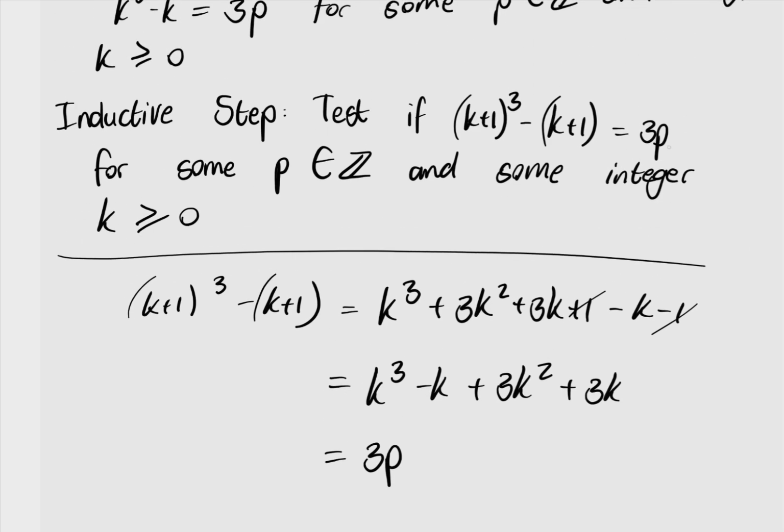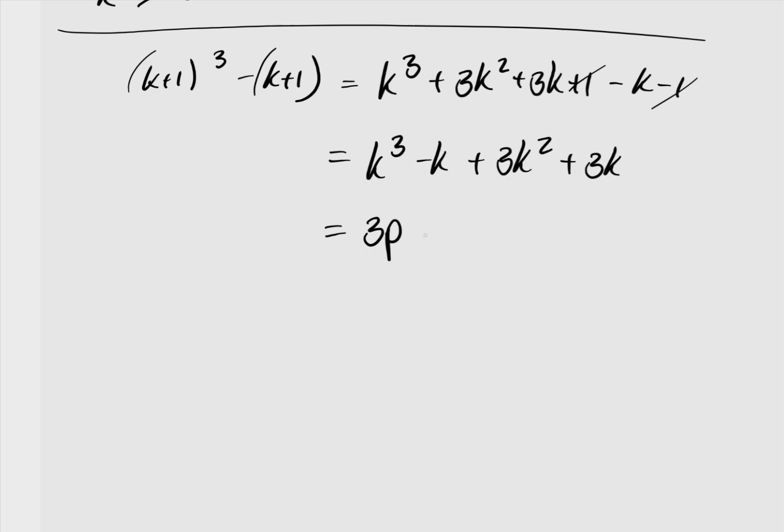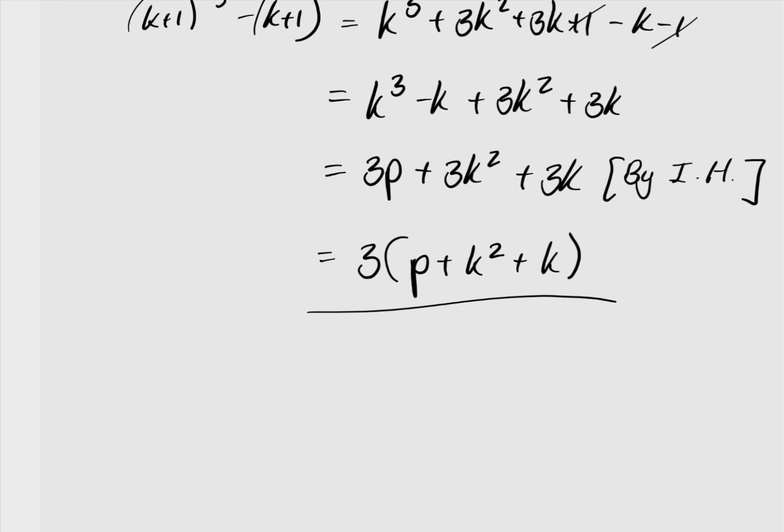Ooh, maybe we shouldn't say p here. Maybe we should use a different letter. Let's just say q, some q an element of Z, just so that we don't get confused with using different variables with the same name. So we see that we have the 3's here. What you want to do is factorize the 3 out to make it apparent to the marker that this is, you should say, by the inductive hypothesis. I'm just going to abbreviate it, but you shouldn't do this.